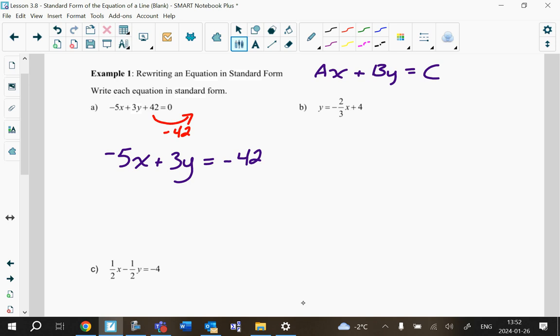I can't have negative 5. What math do I do? I have to do something to negative 5 to make it into positive 5. Sure, I can divide it by negative 1. I could multiply everything by negative 1. Same thing. So sure, let's divide everything by negative 1. And all that does, it's just going to change the signs on everything in the equation. So we get 5x minus 3y equals 42.